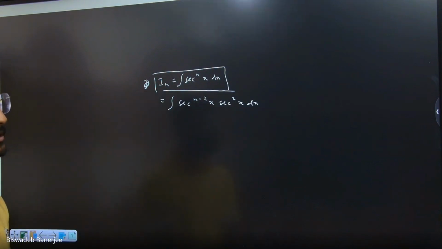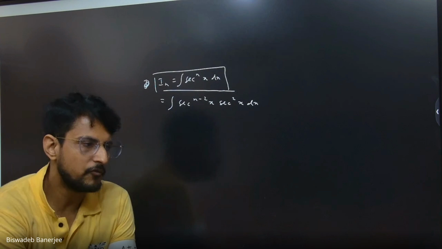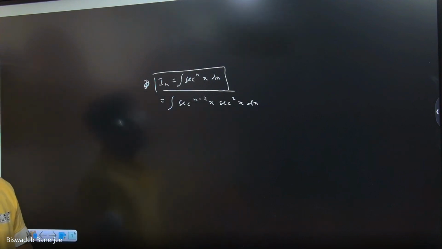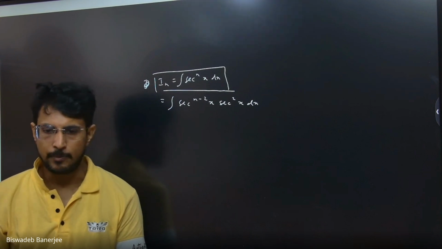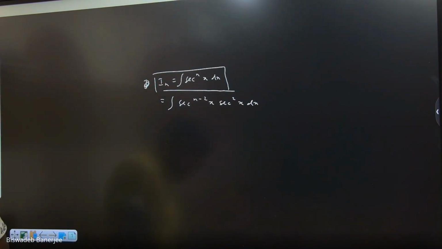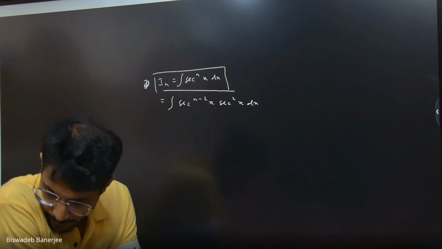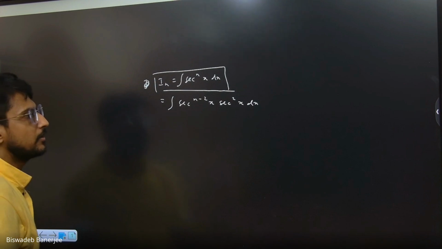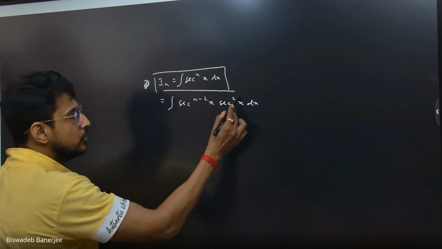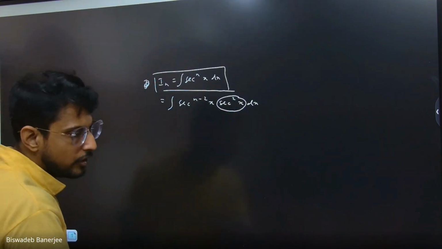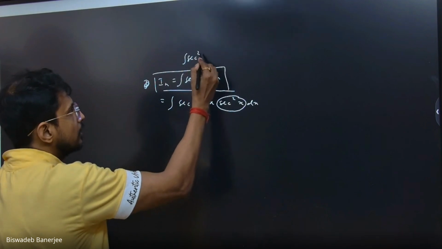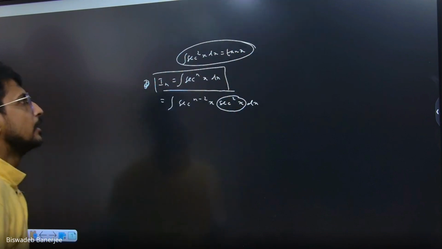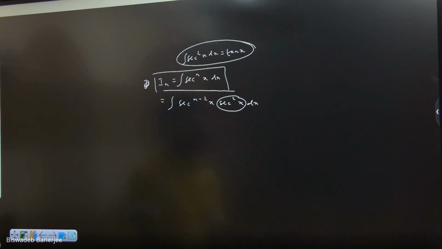See that. For this type of bypass, at first, we are writing sec to the power nx like sec to the power n minus 2x into sec square x. Then, how we can use bypass to solve this? My first function is what, and my second function is what? We know integration of sec square x. Integration sec square x is basically tan x.